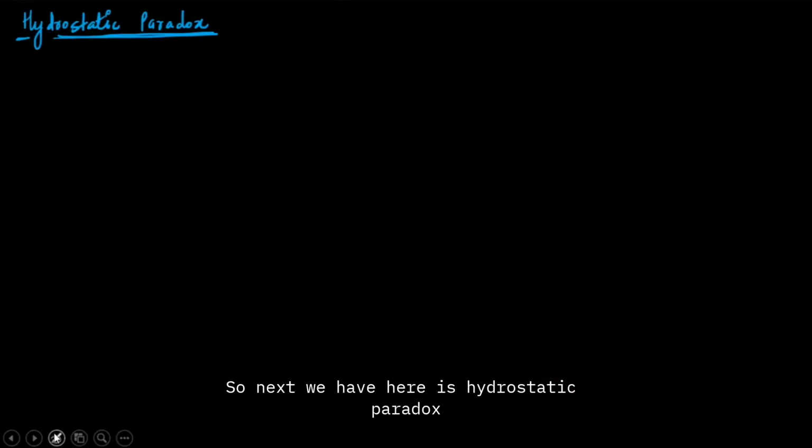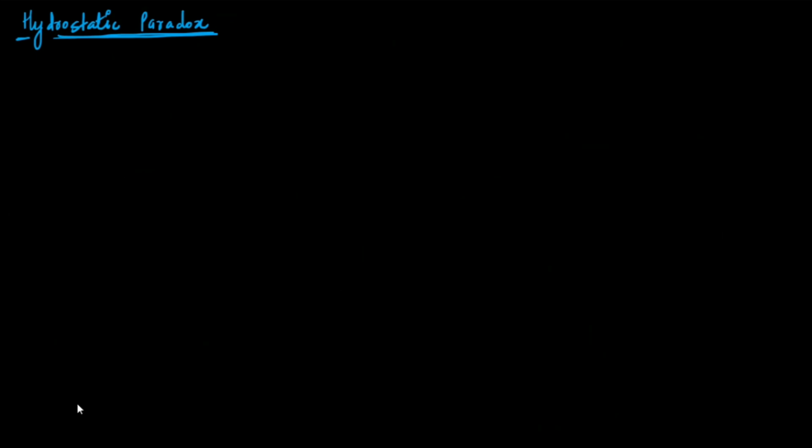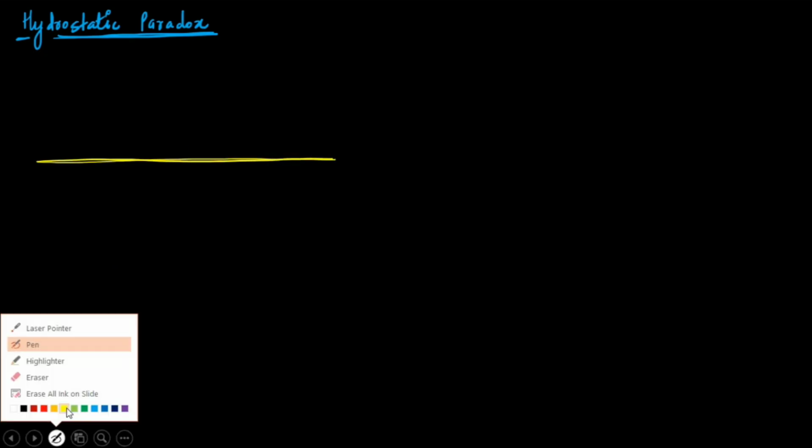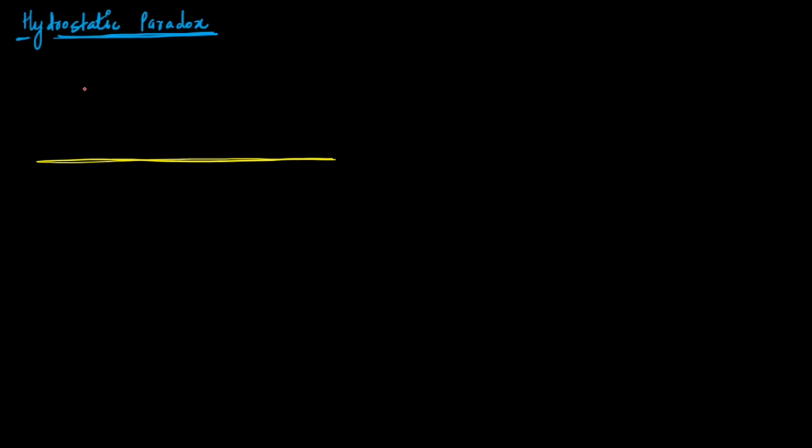So next we have here is hydrostatic paradox. It is a very basic and simple explanation. We don't have to think much. Suppose there are a few containers and all the containers have different openings. For example, suppose this is the surface on which all the containers have been placed. And we have different containers. One is like that. Another one is like that.